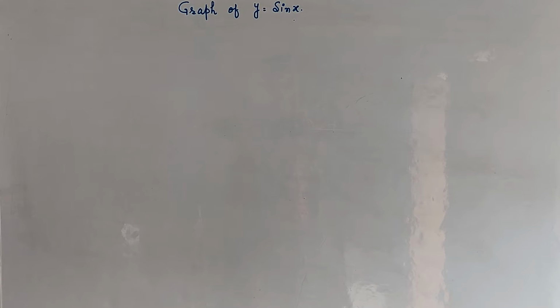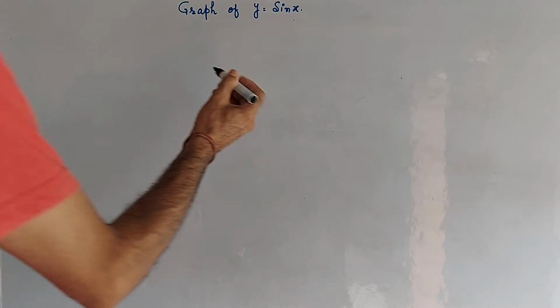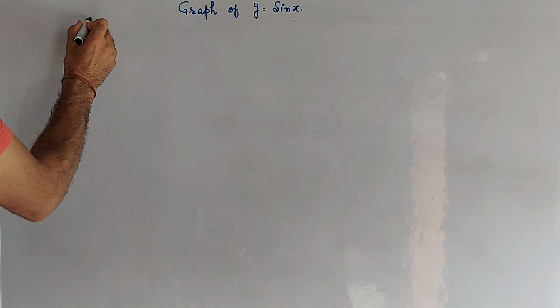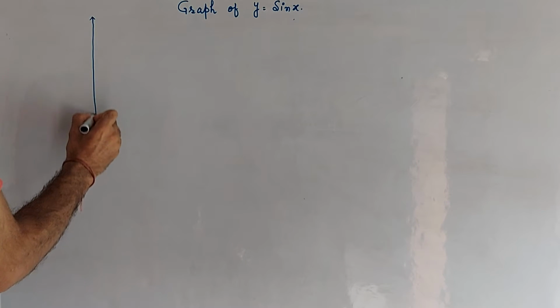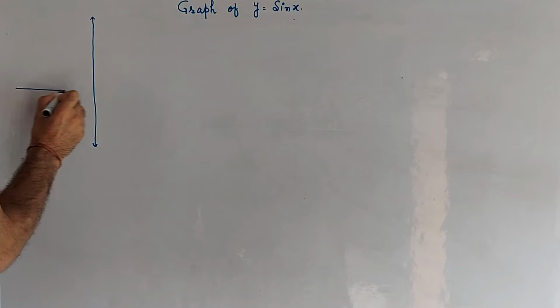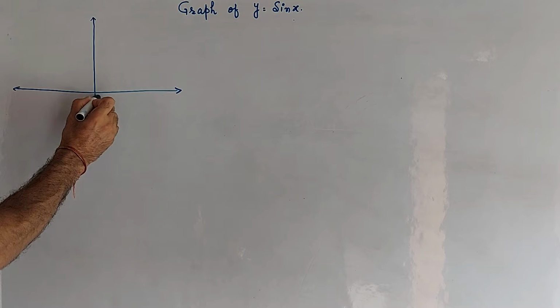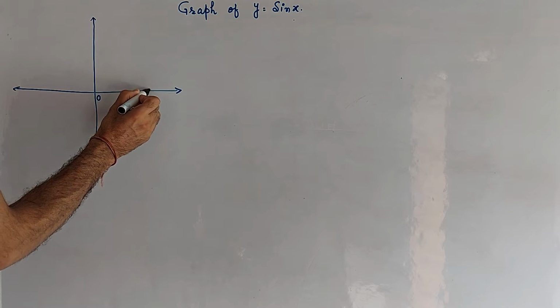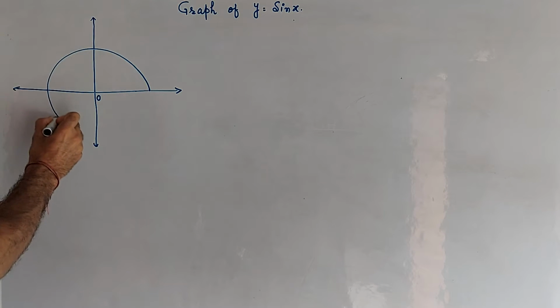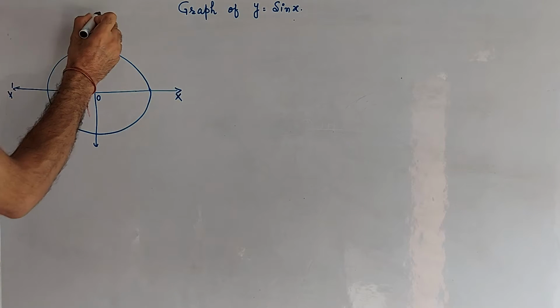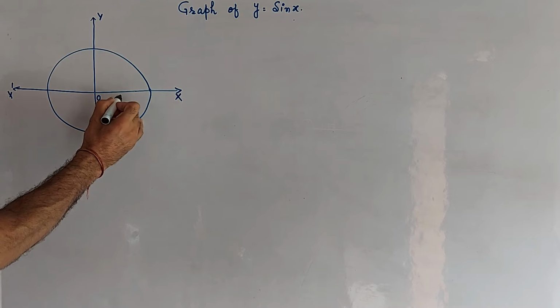Here is a new topic: the graph of sin x. So we will understand this from the unit circle again. We will construct a unit circle here. This is the origin, and let this be the unit circle. This is the x-axis, this is the y-axis.